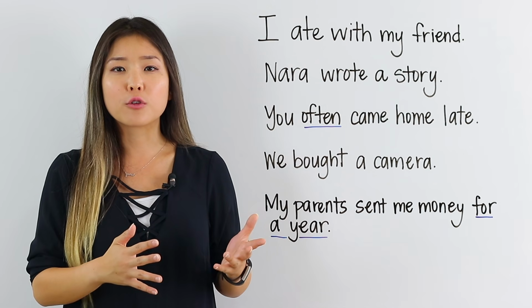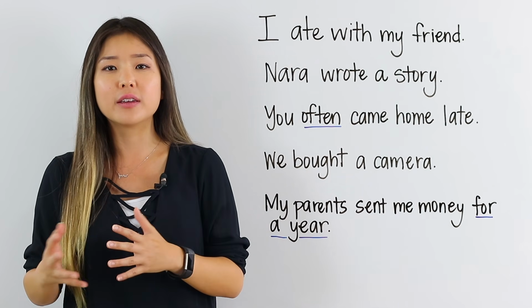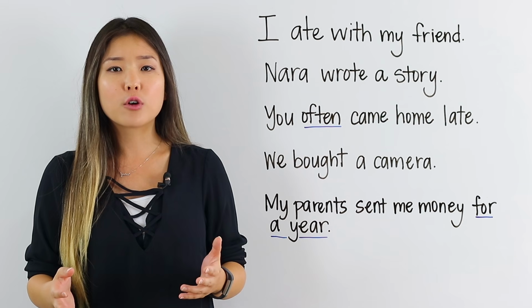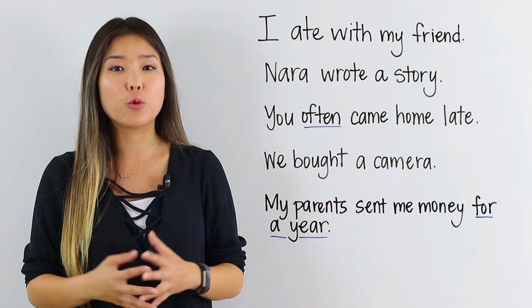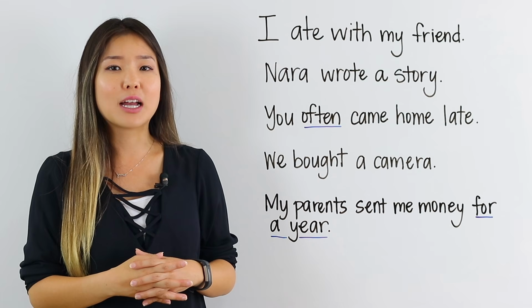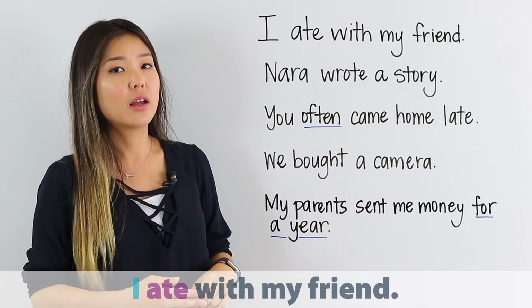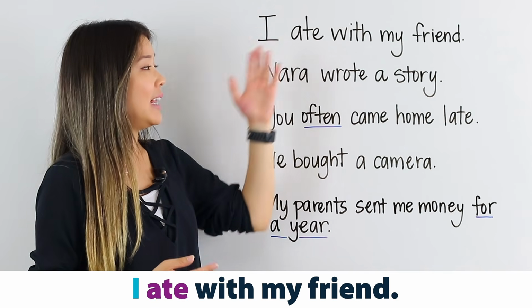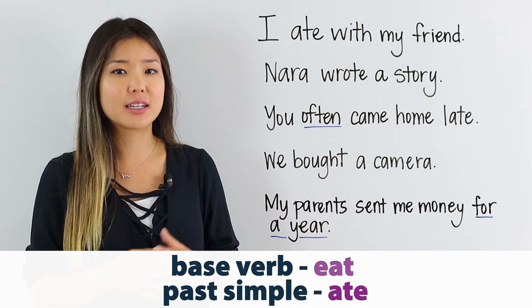Remember, for regular verbs, we only add d or ed to make a verb into the past tense. However, for irregular verbs, we have to change the verb in a different way. Let's take a look at some examples. I ate with my friend. The verb here is ate. Ate is the past simple tense of eat.